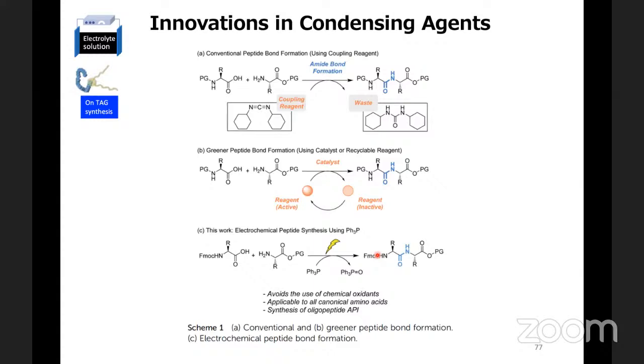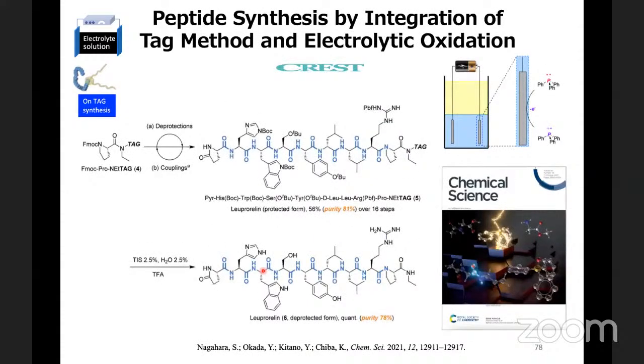As I mentioned, we envisioned that the development of an efficient peptide synthesis method using potentially recyclable reagents would pave the way to an alternative solution. So, we showed here that by using triphenylphosphine and electrolytic oxidation, we challenged ourselves to synthesize the peptide with that condensing agent.